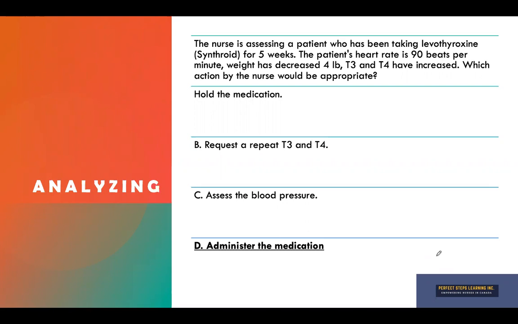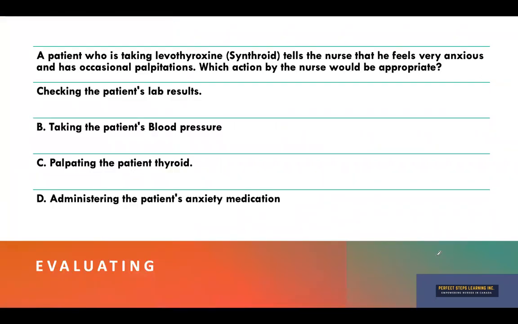Life is good. All right, we're almost there, and now we're going to go over the last 2 higher functions, the first one being evaluation. So evaluating is all about knowing the outcomes. So here, the patient is taking levothyroxine, and he tells the nurse that he's very anxious, and he has occasional palpitations. And which action by the nurse would be appropriate?